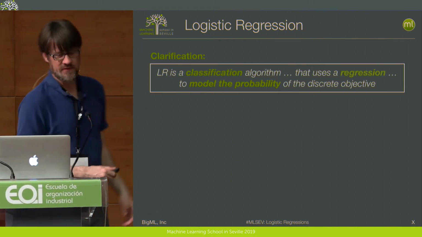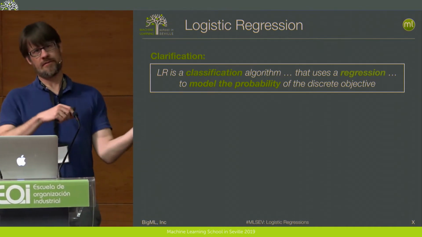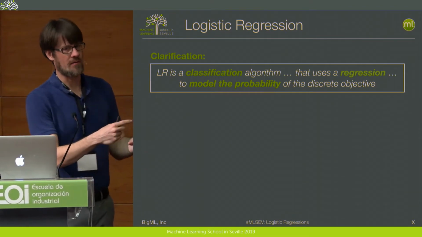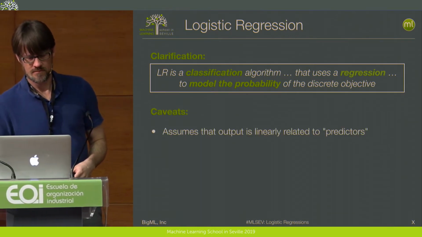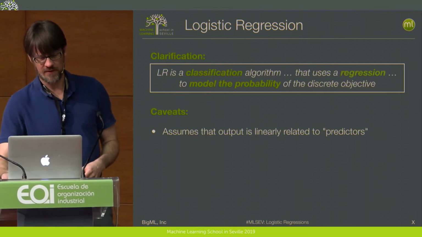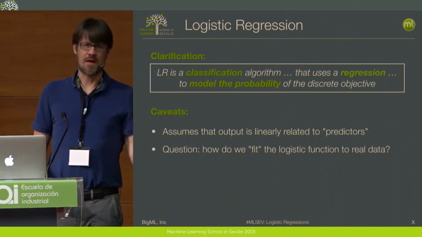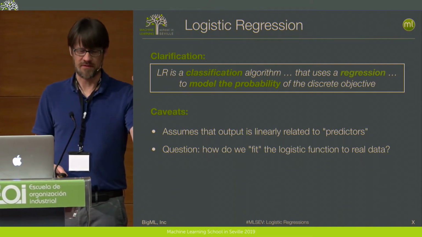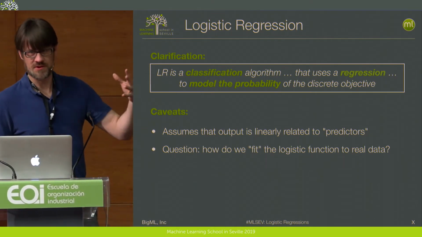So if we state this a little more precisely, logistic regression is a classification algorithm that works by converting the usual classification objective into a regression and then spitting back out a probability and using that as its prediction. So there are a few caveats here. One is that it assumes that the output is linearly related to the predictors, and we'll see what that means in a second. We have to see the exact form of the function it's trying to fit. And so the question is, how do we fit the logistic function to data?